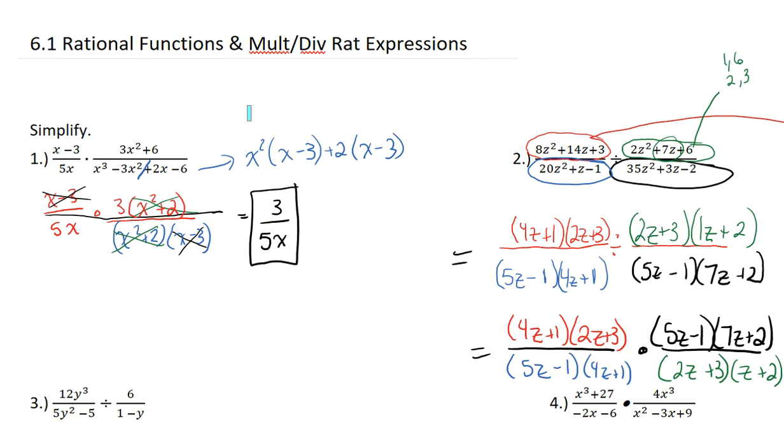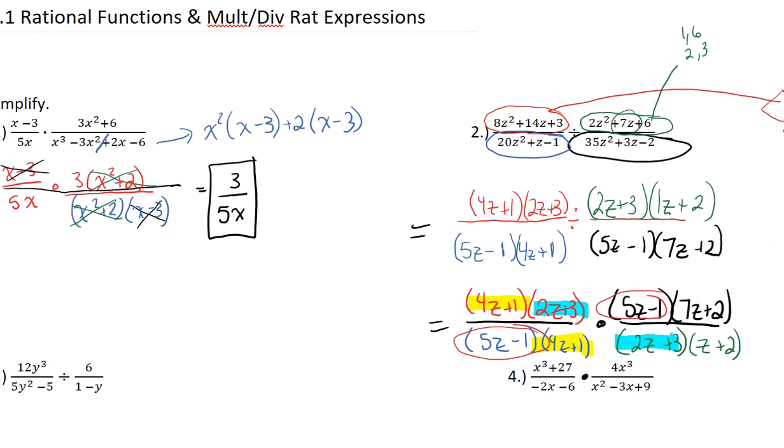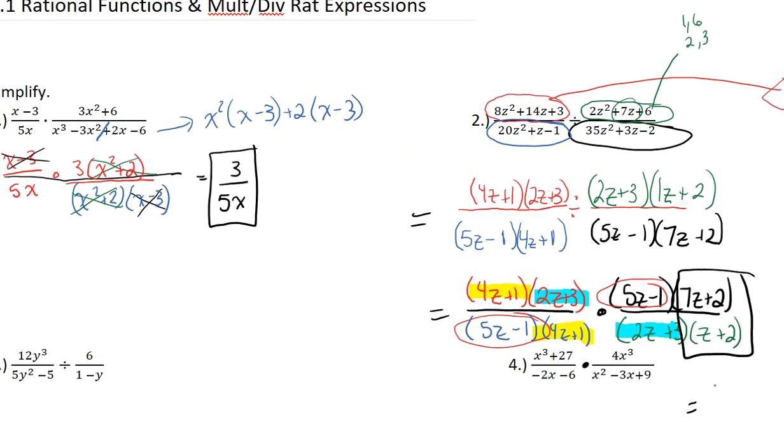We'll notice that the 2z plus 3 cancels there. 4z plus 1 cancels there. And we also have the 5z minus 1 cancels there. And what we're left with is 7z plus 2 over z plus 2.